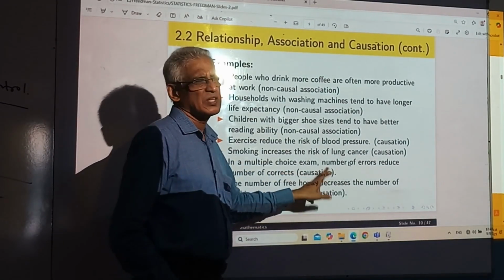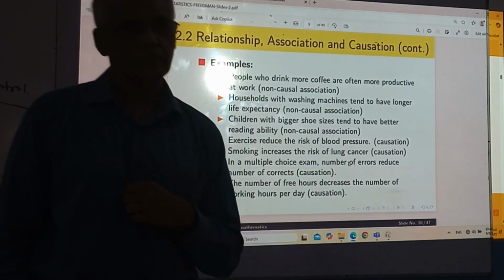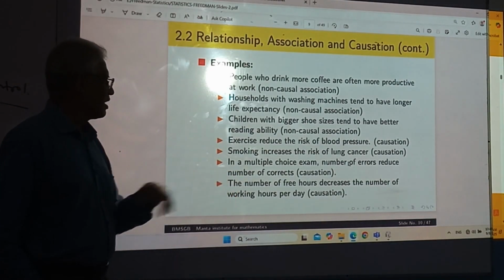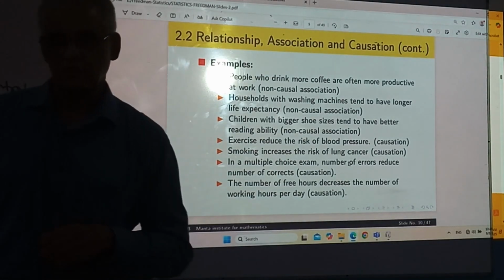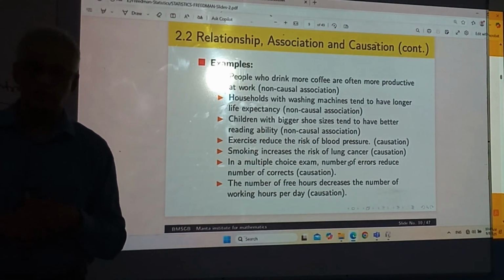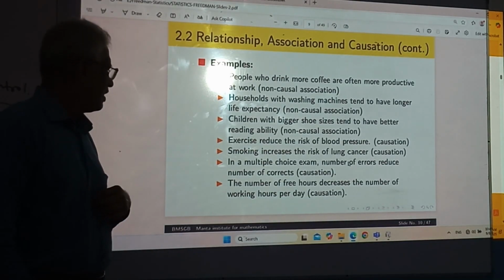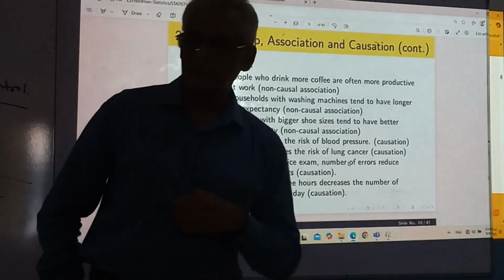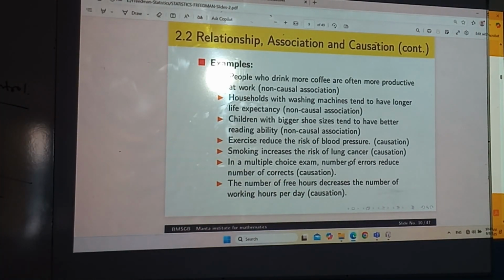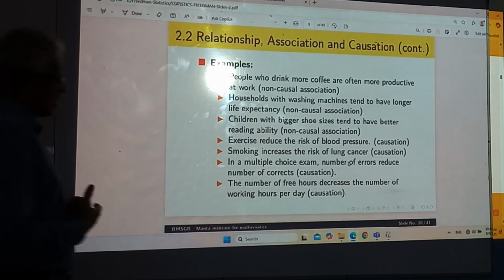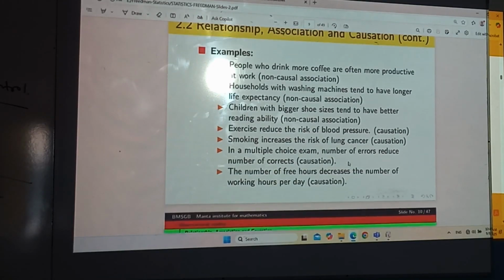But this is not a real good word to mention in this case because it's not a statistical relationship. Similarly, the number of free hours decreases the number of working hours, right? Because the total number of hours is 24, if you are working a certain number of hours, the other hours are not working. So when one is increasing, the other one decreases, and the total is equal to 1. One might say it's a causation, but really it's a mathematical relationship.